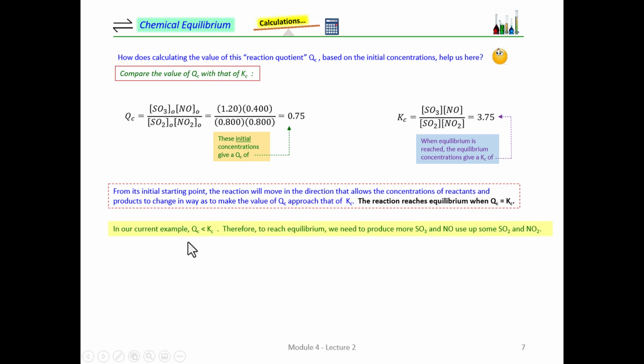So in our current example, QC is less than KC. Therefore, to reach equilibrium, we would need to produce more SO3 and NO, more products. In other words, make the numerator larger and the denominator smaller in order to get QC to move toward KC. So for this particular set of initial conditions, the reaction would have to proceed to the right to reach equilibrium. You'd have to gain more products and lose more reactants, until our value of QC, which changes as the concentrations change, finally equals the value of KC, and these concentrations then become the equilibrium concentrations.